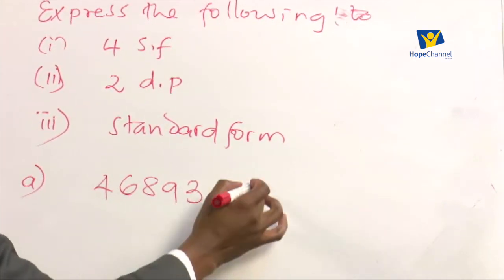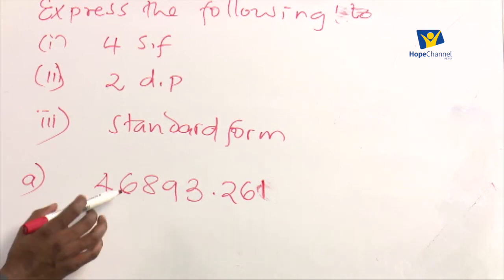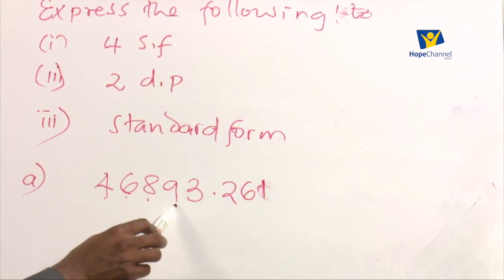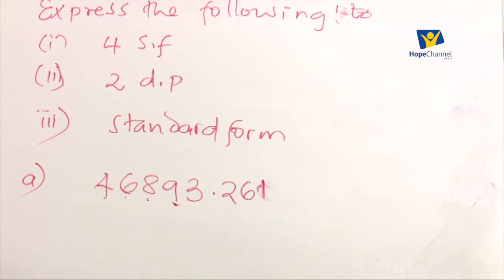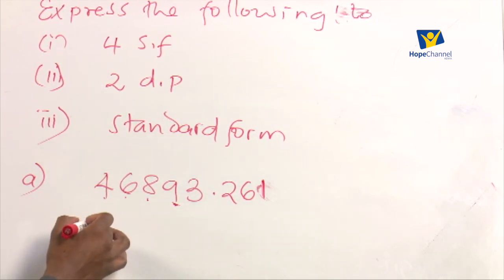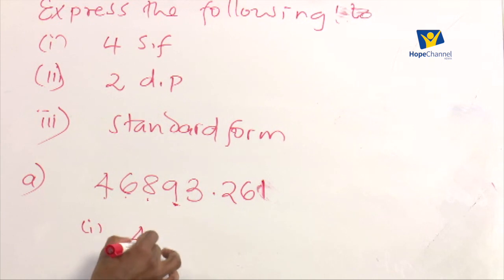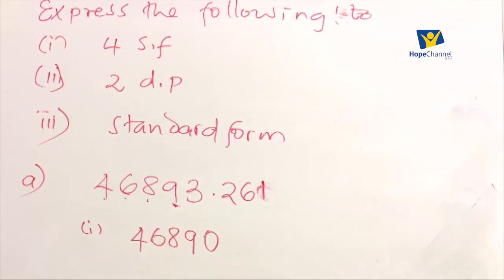4689.26061. We first express the number to 4 significant figures. To 4 significant figures, we already said we only count the numbers from the left, so we shall be having 1, 2, 3, 4. Then we consider what comes after the 9. This is 3. 3 is less than 5, so we drop it. In its place, we put a 0. So the answer for Roman 1 becomes 4689.0. We stop there.